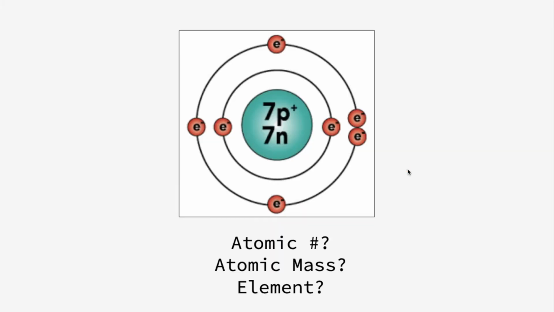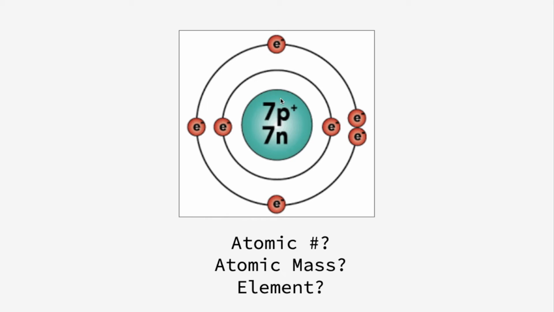Let's look at one more example. So if we look here, we're given a Bohr model that tells us that we have 7 protons, 7 neutrons, and 7 electrons. First, we're asked to identify the atomic number. So the atomic number is always going to equal the number of protons. Remember, we can't change the number of protons for a given element. Therefore, if we have 7 protons, then our atomic number must also equal 7.